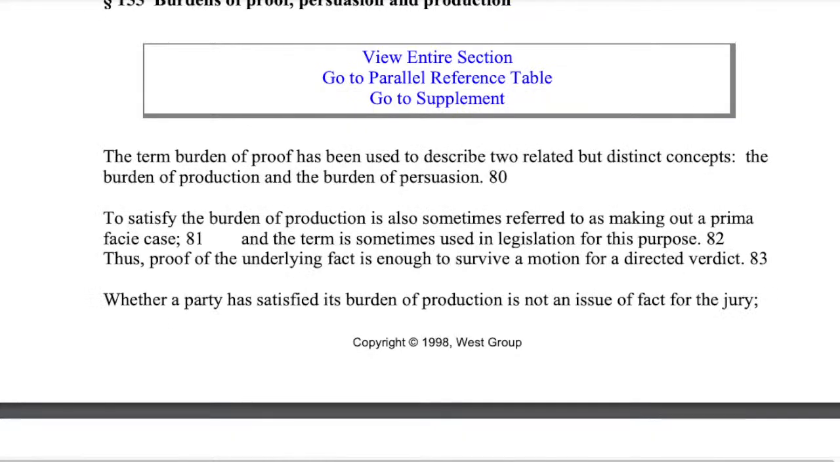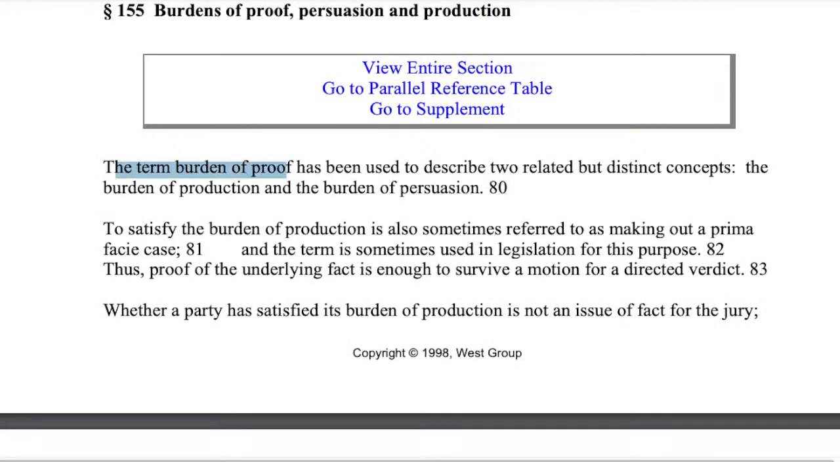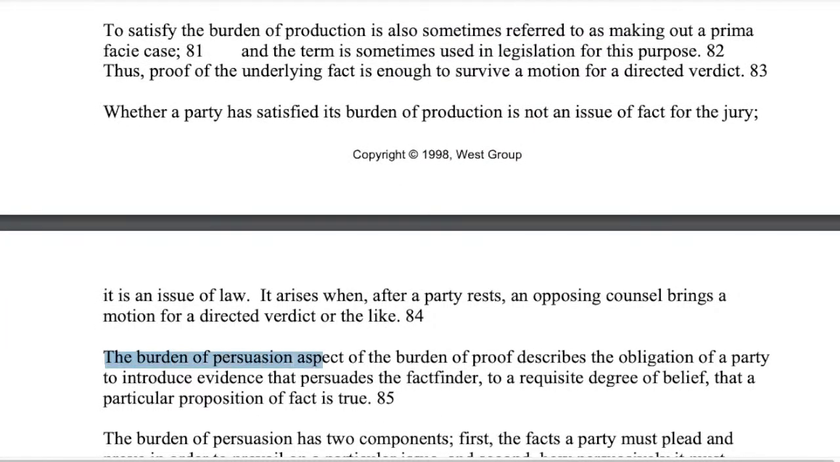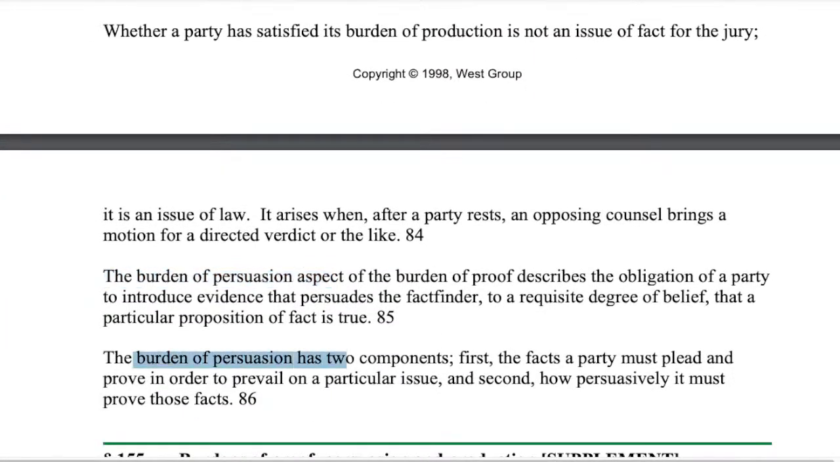So now we have, again, see how this starts to divide things up. Burden of proof has two concepts, production and persuasion. The burden of persuasion, right, has two components also. The first, the facts a party must plead and prove in order to prevail on a particular issue. And second, how persuasively it must prove those facts. Wow. So the burden of persuasion is about the obligation of a party to introduce the evidence and the persuasion of the fact finder to a degree of belief. So the burden of persuasion has those two components.